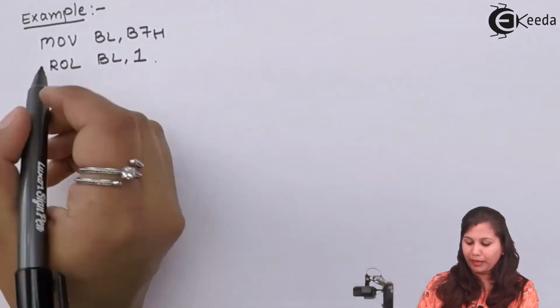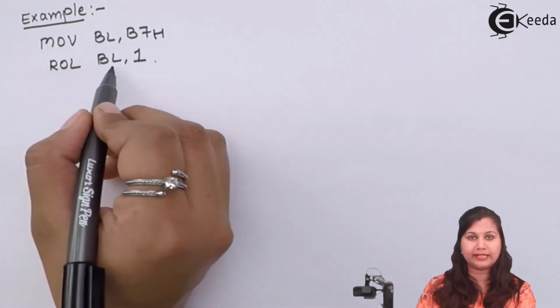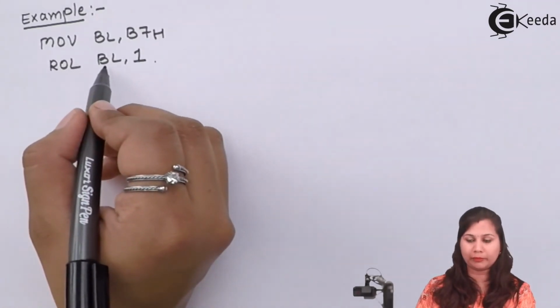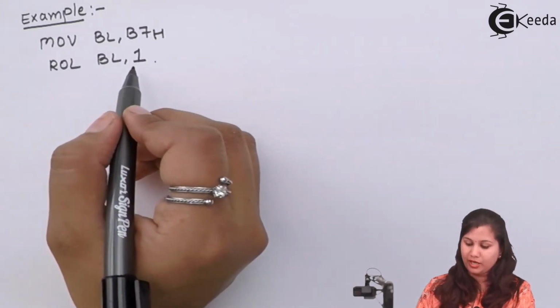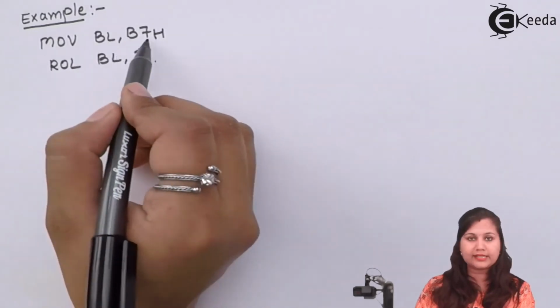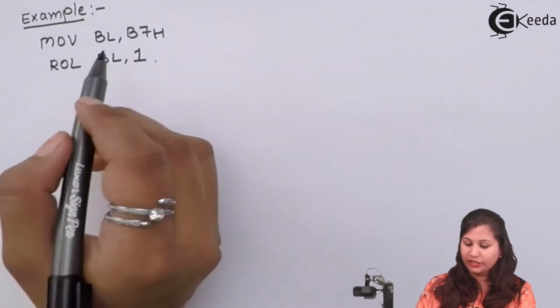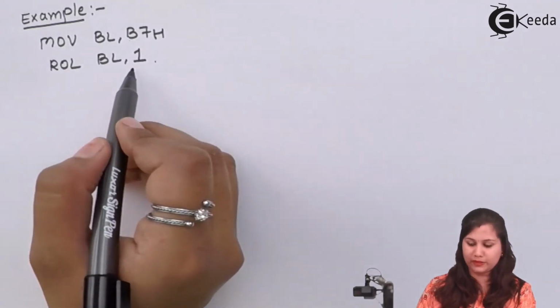So this is the format for the ROL instruction. We are going to write ROL, then the destination, whether a register or memory location, and then the count, that is the number of shifts. Now here we have used again the BL register. Contents are again B7. Now it is going to be rotated to the left and by 1 bit position.